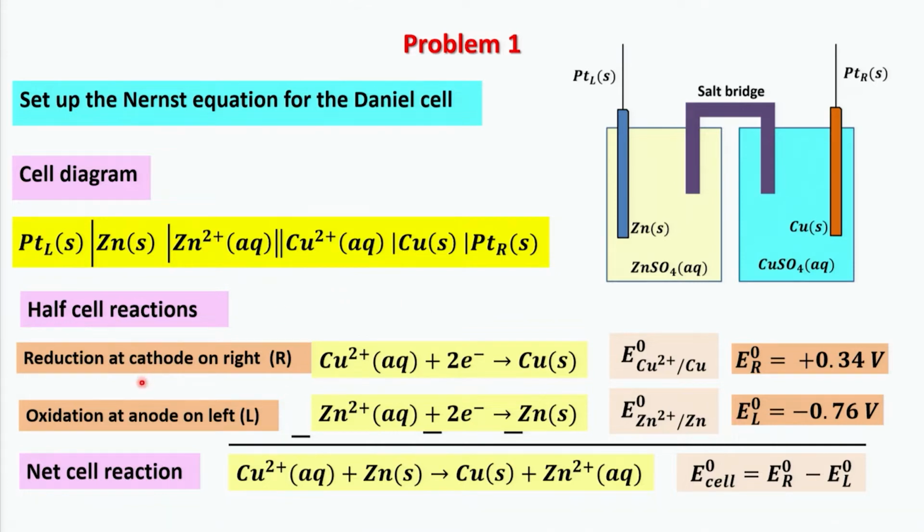Then you use the convention that reduction on the right is reduction at cathode. And then you will have oxidation at anode, and you can write down the net cell reaction, and immediately the standard cell potential is going to be the standard reduction potential of the electrode on the right minus the standard reduction potential of the electrode on the left. Now, that here I am basically retrieving by adding another negative sign over here.